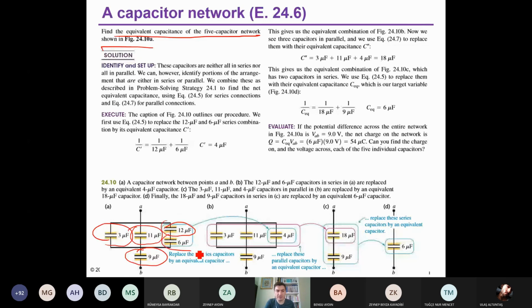In order to calculate this one, first of all, you can calculate here 2 capacitors connected in series. Then you can find this equivalent capacitance here. And then here we have 1, 2, 3 capacitors connected in parallel. Then you can calculate this capacitance. And now here we have 1 capacitance and another one. They are connected in series. Then finally you can calculate the equivalent capacitance of this 5 capacitor network. I hope it is clear.